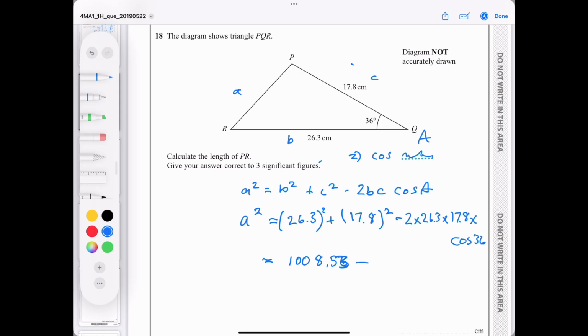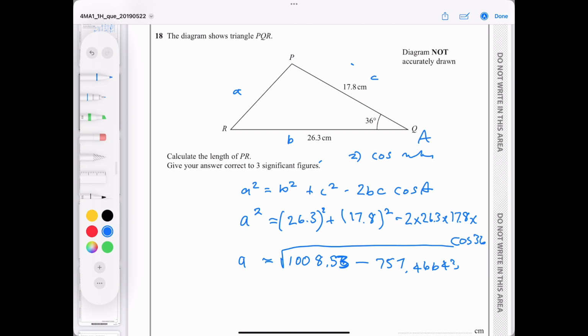Minus, and then 2 times 26.3 times 17.8 times cos 36, 757.466 something or other, and then we make A, and then we'll just do that, because otherwise I often forget to do that. AC, so now we'll do 1008.53 minus the answer equals, and then we'll square root it.